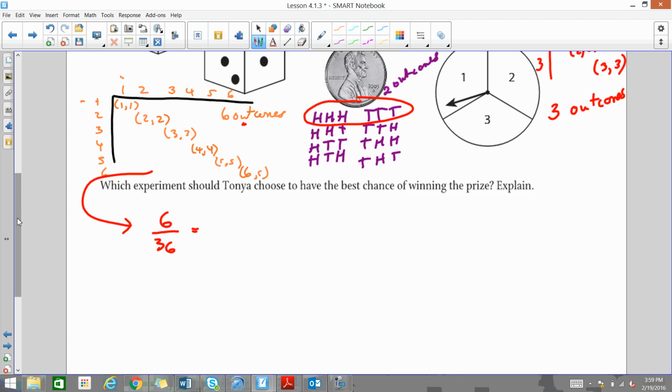Come on, calculator, turn on. 1 divided by 6. All right, so you're going to get 0.16 repeated as your answer.